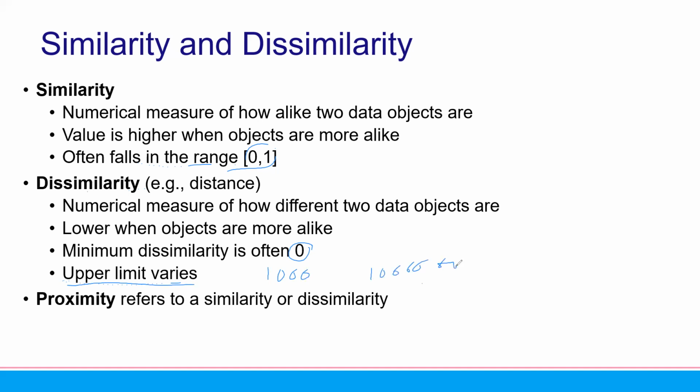and so on. And both of them are for measuring how alike or how different two data objects are. If the value is higher, then the objects are more alike. On the other hand, the dissimilarity or the distance shows lower values when objects are more alike. So that's the only difference. And sometimes we can use proximity to talk about the similarity or dissimilarity.